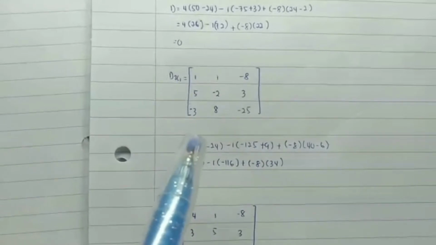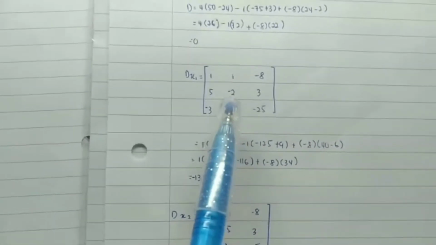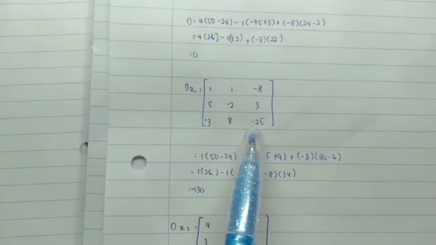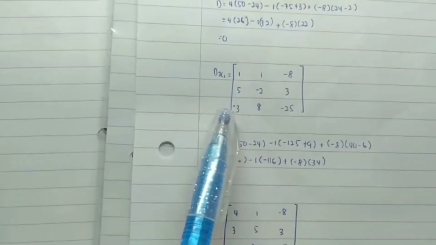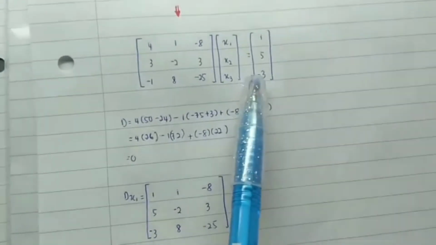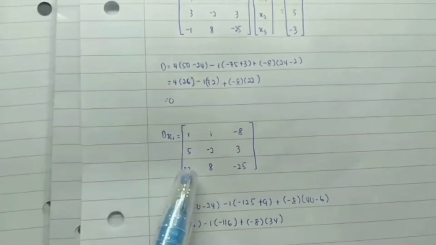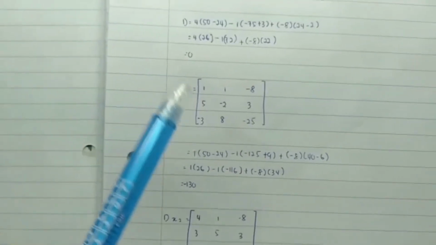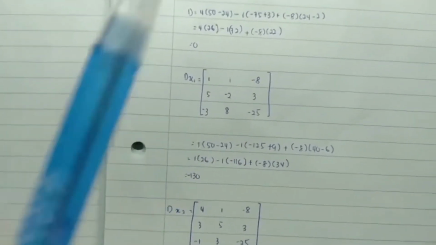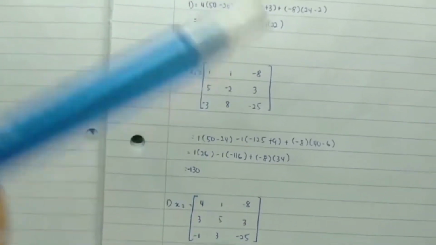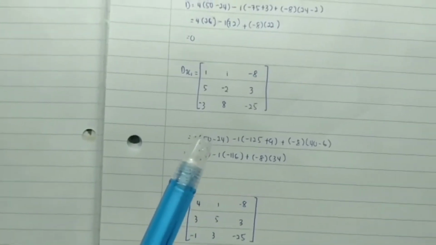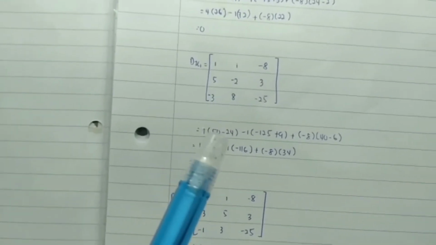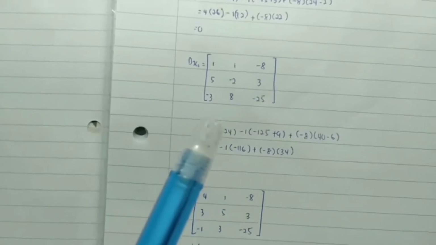Moving on to dx1, to compute this, you just have to leave the x2 and x3 columns alone while you change the x1 column to the values on the other side. This one, put it in here so that it becomes like this. So to compute this, take 1 and then close this column and this row, and you'll get -2 times 25 equals 50, and minus 8 times 3 equals 24.